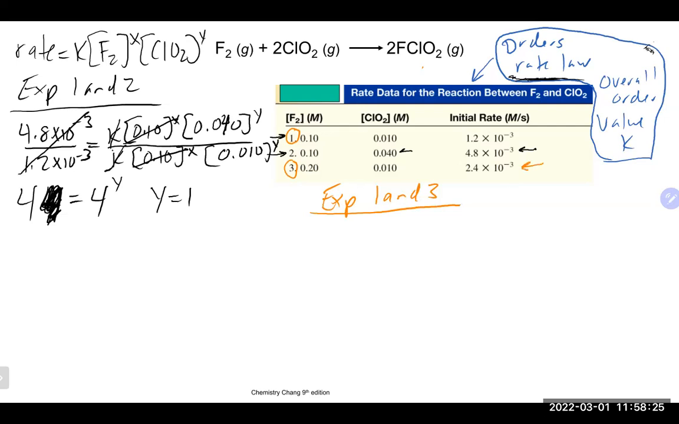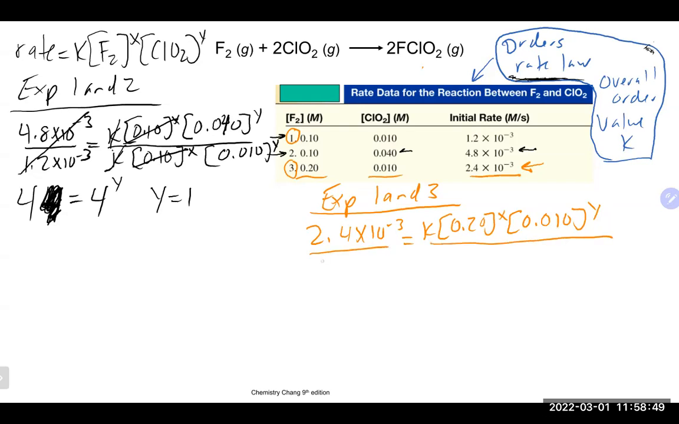I'm going to take number 3 up on top since it has the larger rate. 2.4 times 10 to the minus 3 equals our K, 0.2 to the X, 0.01 to the Y. Again, all those numbers come from the third entry in the table. We're then going to divide it by the first entry in the table, which is 1.2 times 10 to the minus 3, our K, our 0.1 to the X, and obviously our 0.01 to the Y.